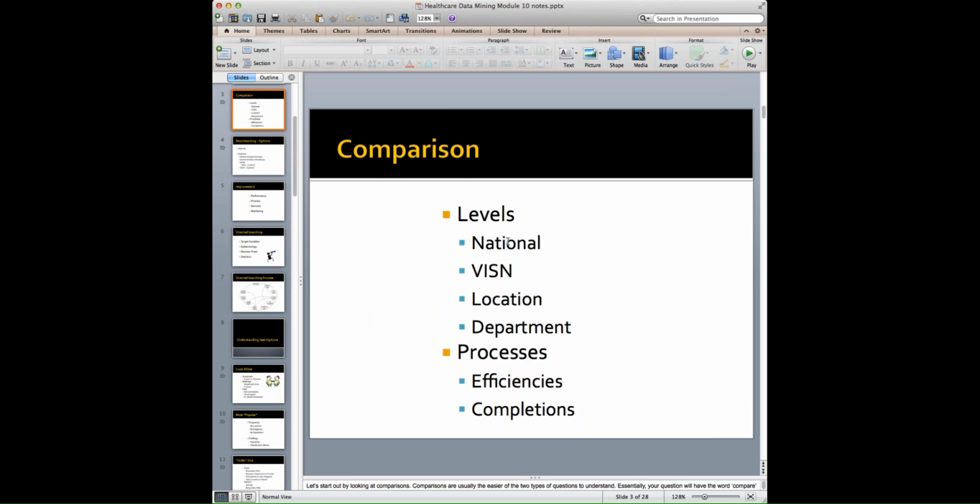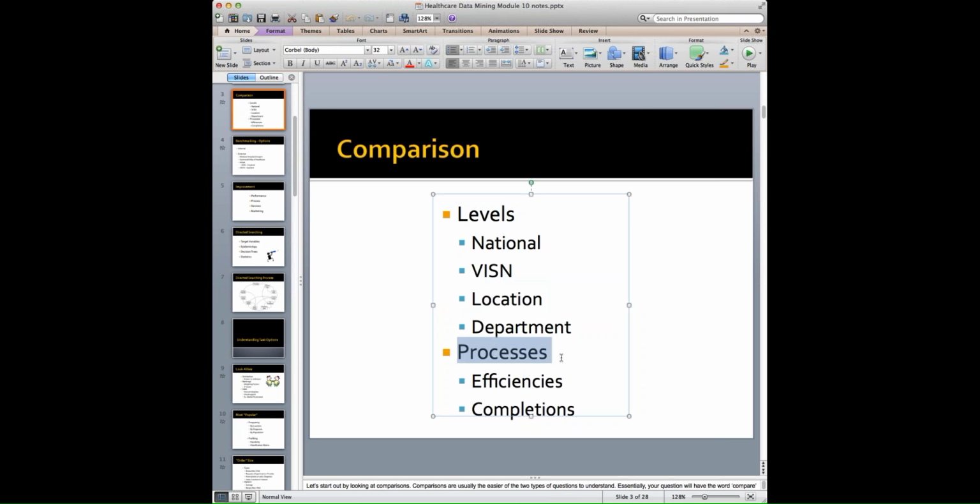You can compare different levels. You can compare within a level, right? You can compare department to department or similar department. You can also compare up two levels, so maybe you're going to compare your location to how the VISN or national performed. That's what we've been doing up to this point, a lot of that type of comparison between levels. You can also do comparisons within levels, so maybe you're going to look within your location.